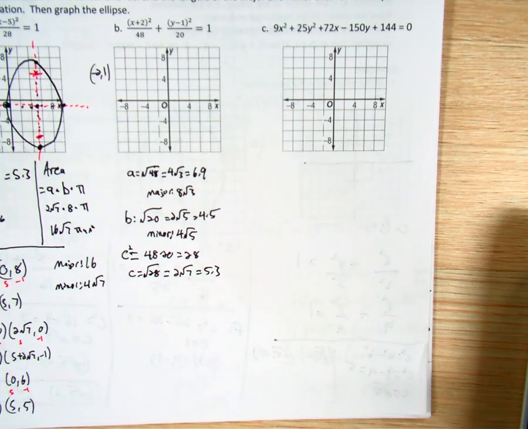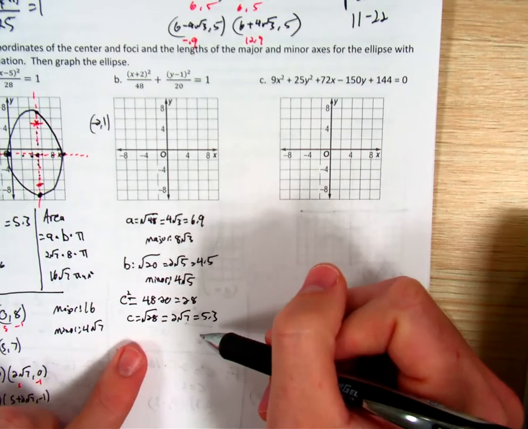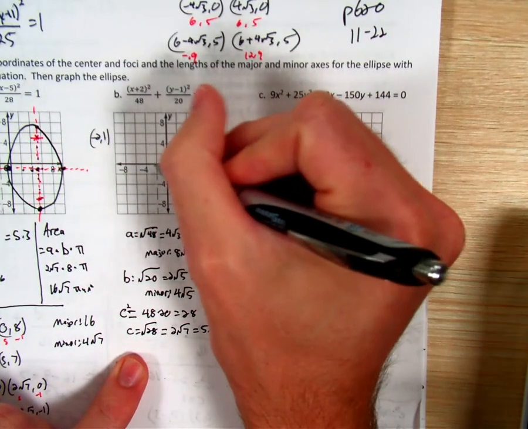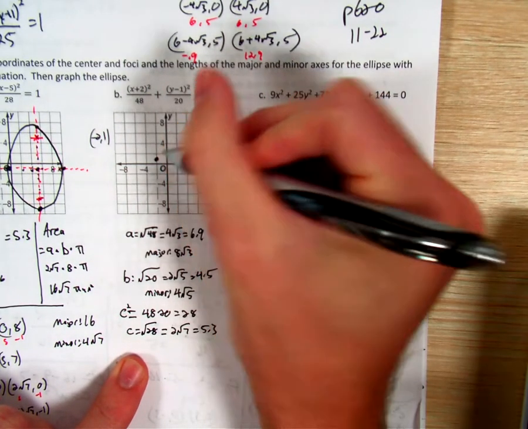Alright, let's graph some stuff here. So our center was at negative 2, positive 1. Okay, go ahead and do it. You should have had your imaginary, your pretend axes drawn in.